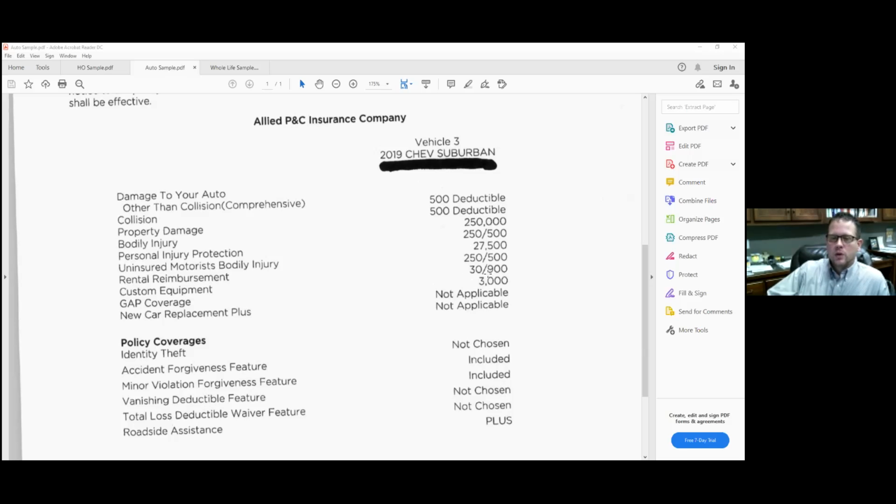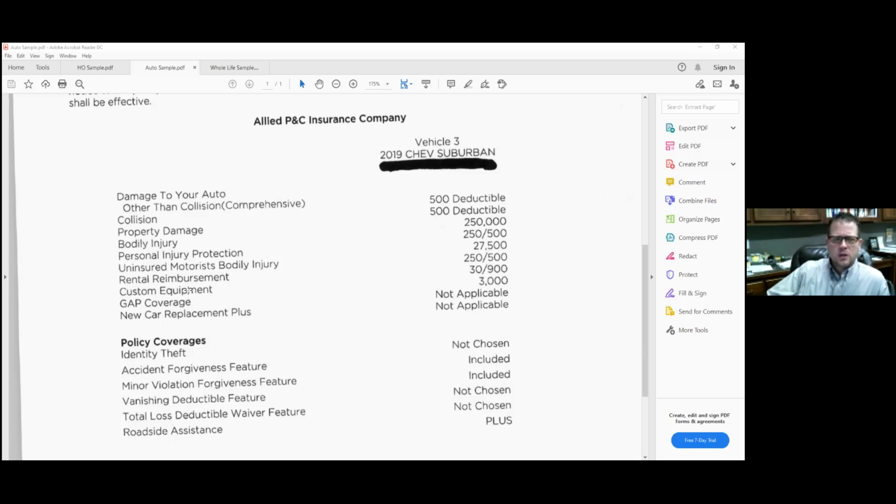And so you've got to look at what the rental rates are doing in your area, and make sure if you've got a family of 5 or 6 and you're going to need a van or a Suburban as a replacement vehicle for a week, you want to make sure you have enough rental reimbursement coverage to rent the kind of vehicle that you're going to need for your family.